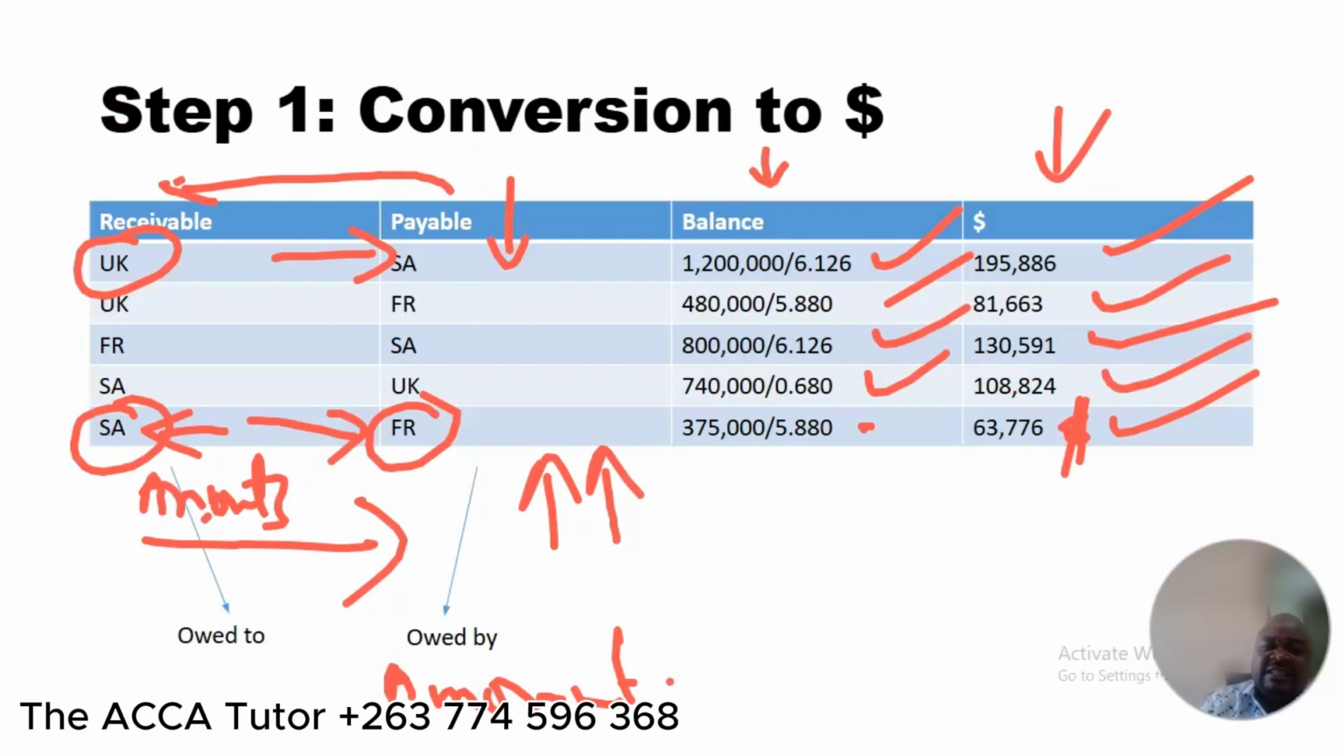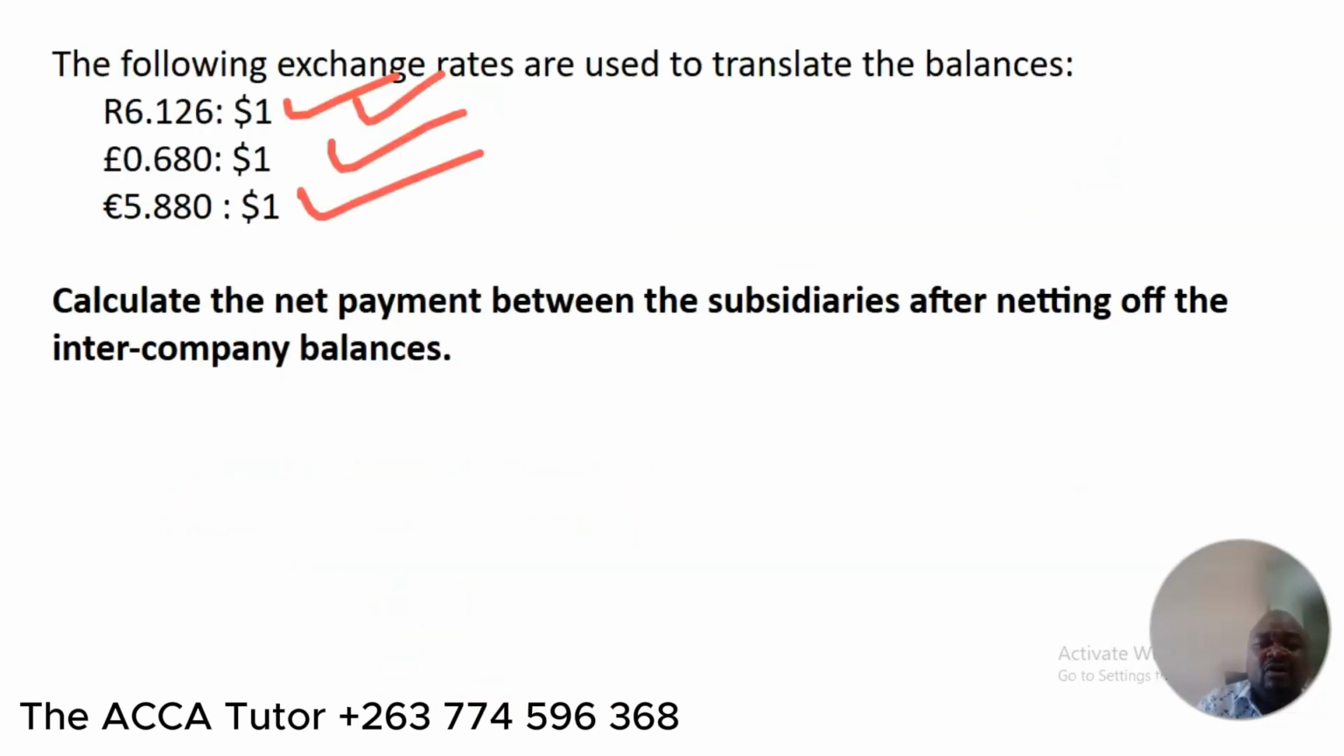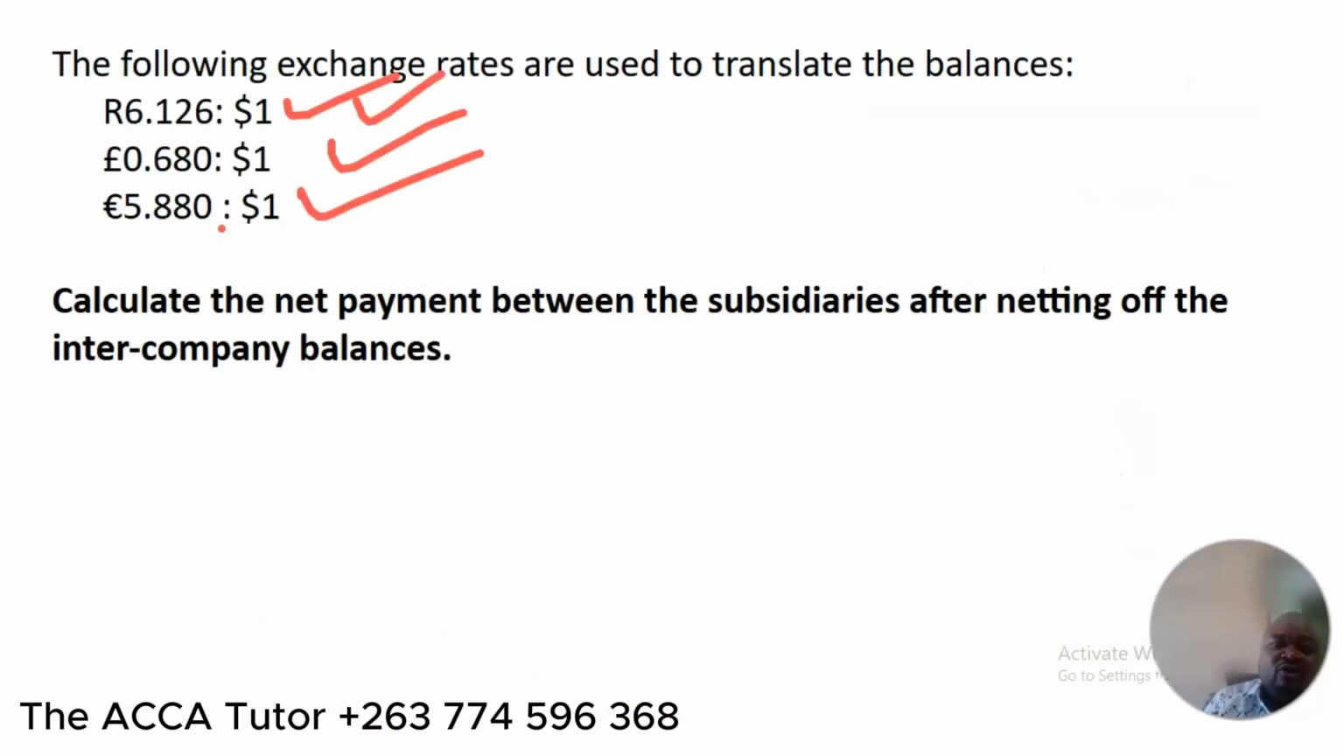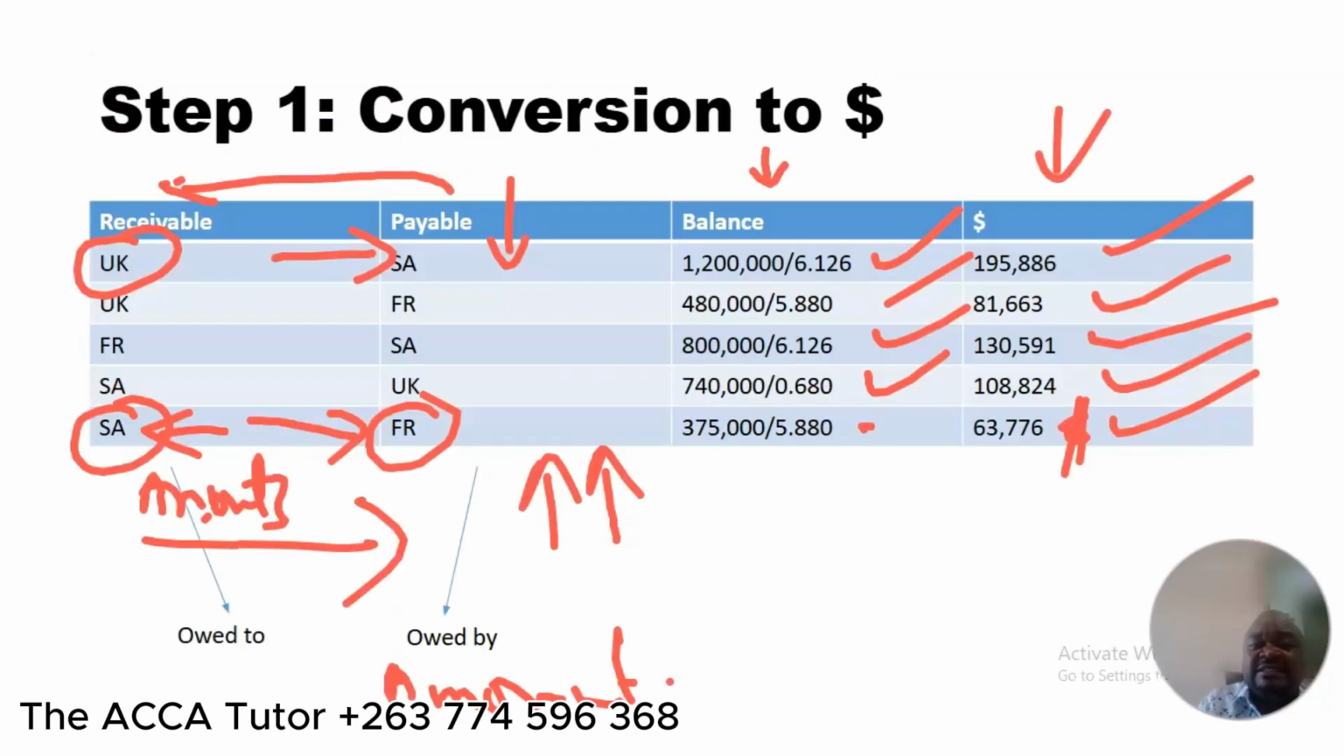Then lastly, 375,000. Was this in rands or in euro? This was euro. So we use the euro dollar rate, and we get that one, 5.880. In the exam you need to go on fire because there won't be much time.